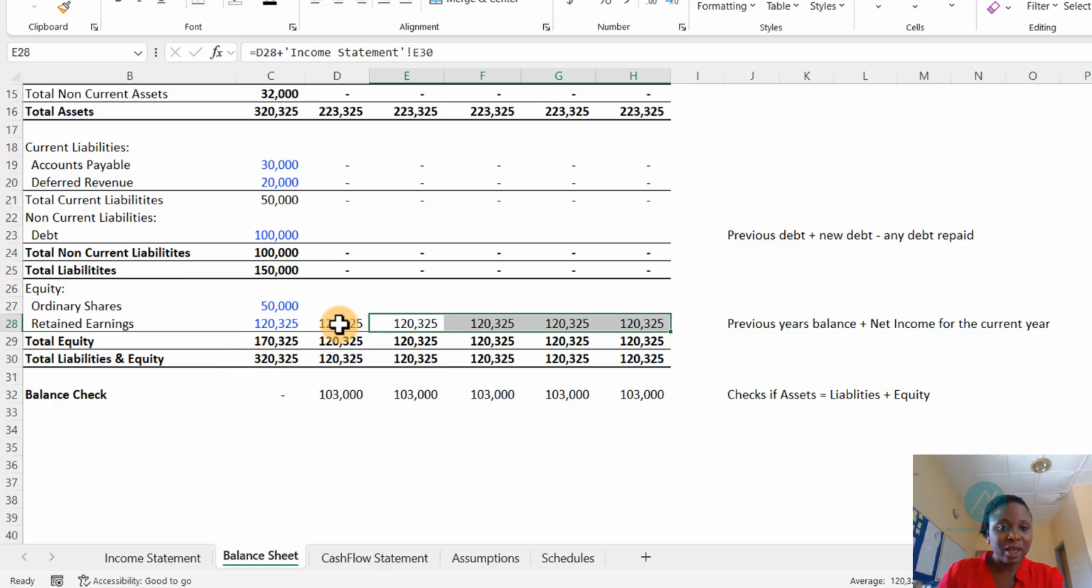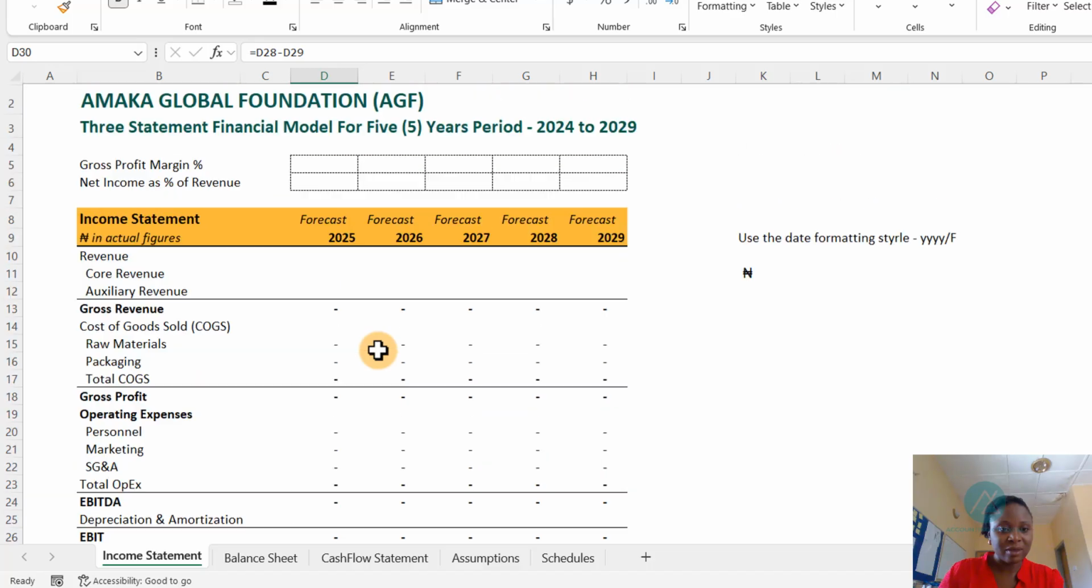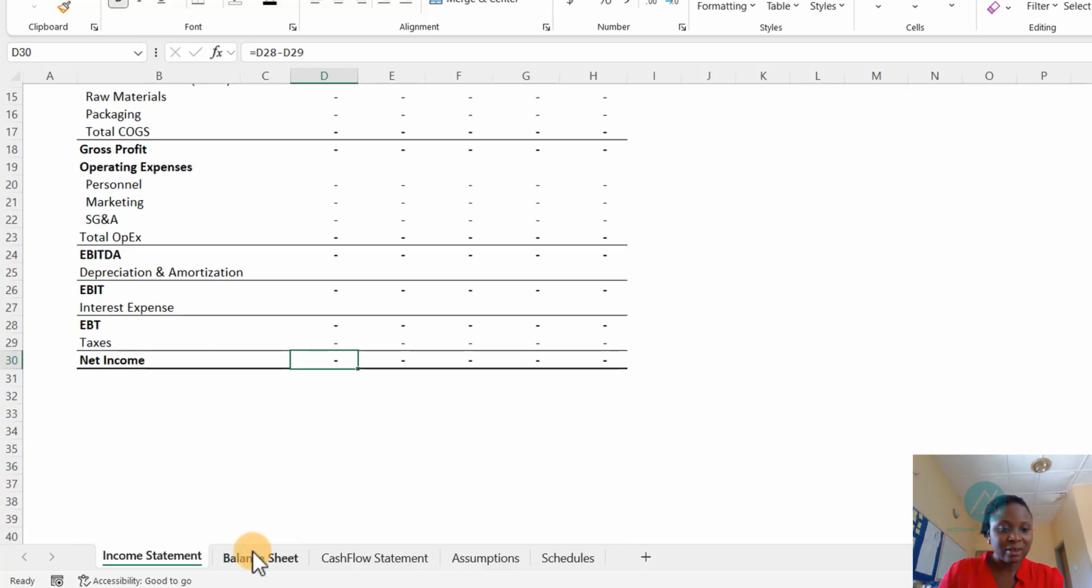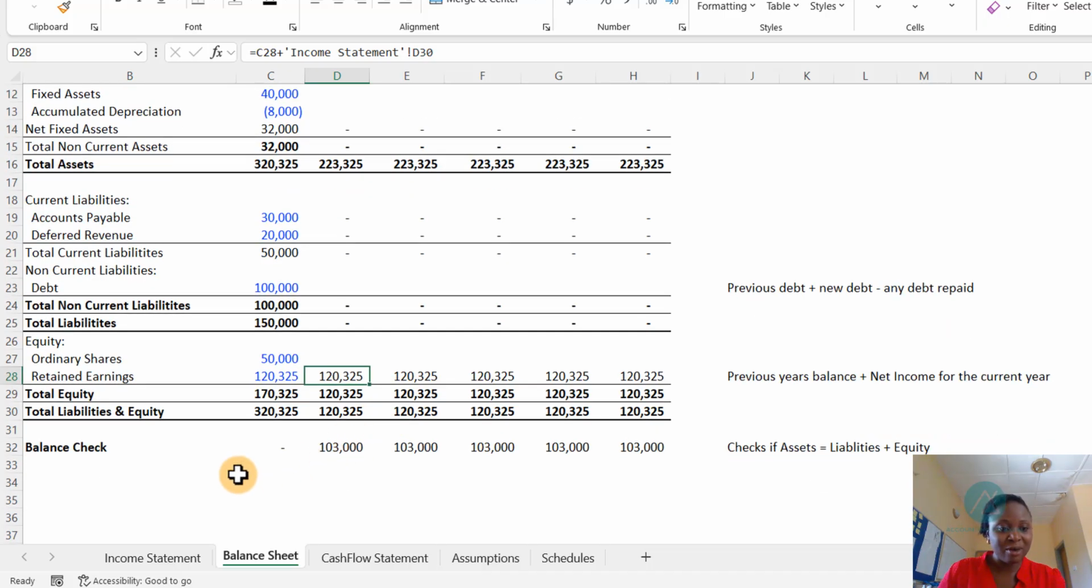So let's be sure we inputted the correct figure. This plus the income statement, yes, then this income statement. So you notice that we have balance. Our balance check is showing that we still have balance. So you check if assets is equal to liabilities plus equity.